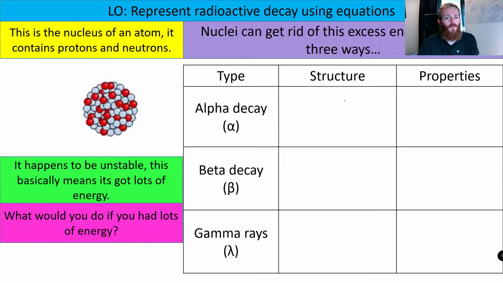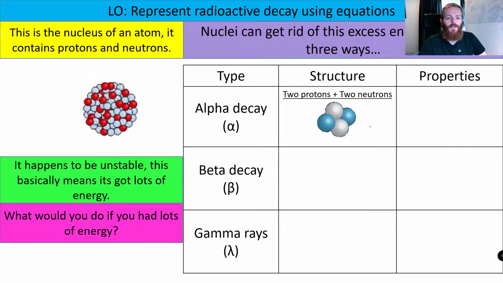Let's think about what the structure of each one of these things looks like. So if I've got a nucleus and it's just undergone alpha decay, it's just emitted some radiation in the form of alpha decay. What does that alpha decay look like? It looks like this. It's made up of 2 protons and 2 neutrons, and you can see them there in a little bundle.